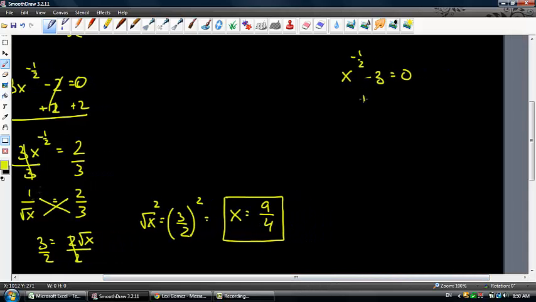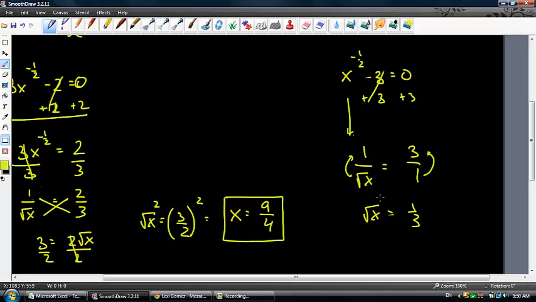The second half is right here. I'm going to add 3 to both sides, and I'll show you a little trick also. I'll go and jump straight down into 1 over rad x equals 3 over 1. Since I'm going to flip the left side upside down, I can flip the right side upside down, so it's really rad x equals 1/3. Square both sides, so I get x equals 1/9. And again, no need for plus or minus because I'm squaring both sides.